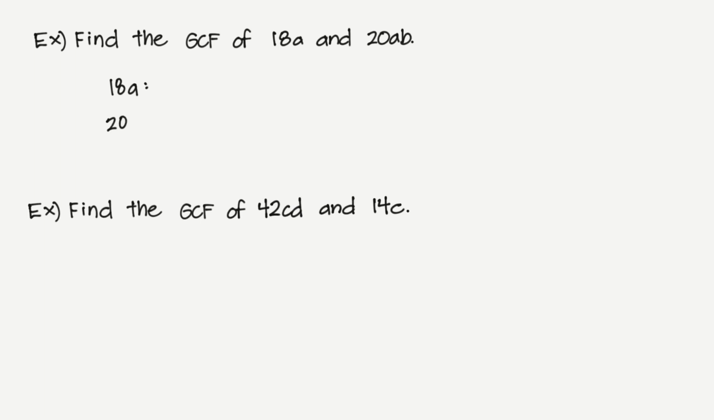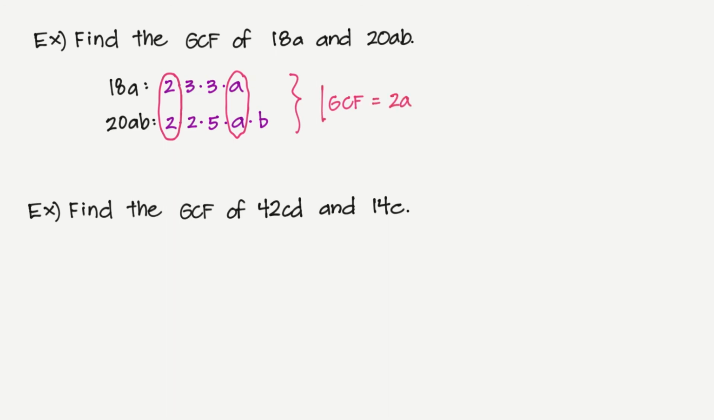So let's find the GCF of 18a and 20ab. 18 is 2 times 9, and 9 is 3 times 3, and then I have my a. 20 is 2 times 10, and 10 is 2 times 5, and then I have my a and my b. And then I'm going to circle what they have in common, and all that I can find is a 2 and an a. So that means that the GCF is going to just be 2a.